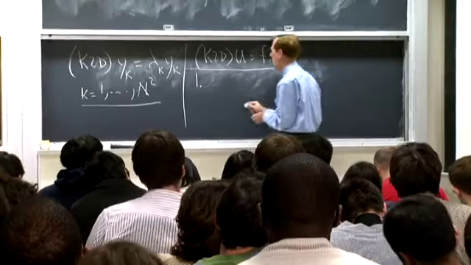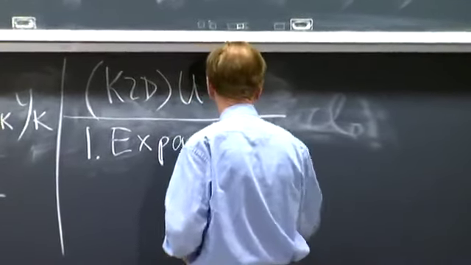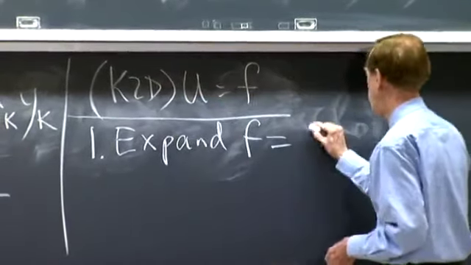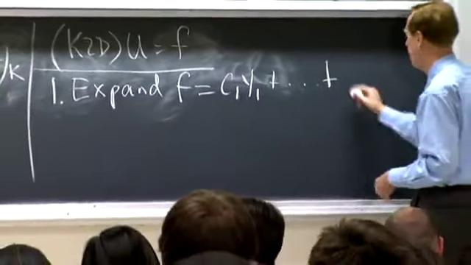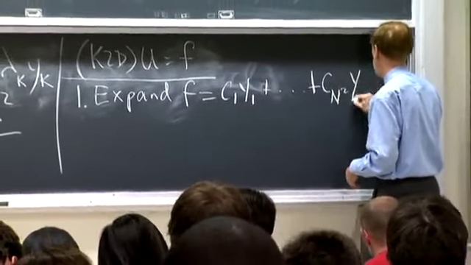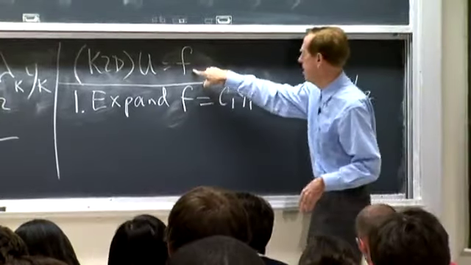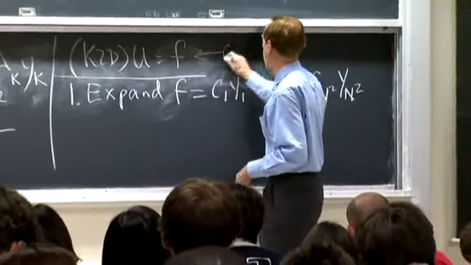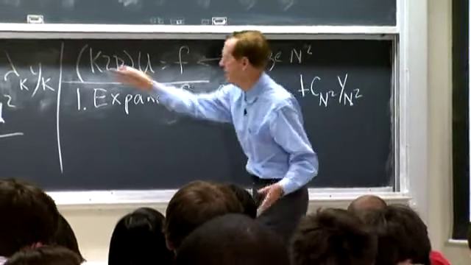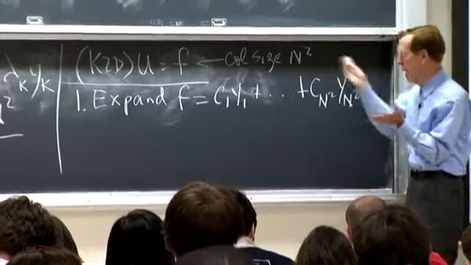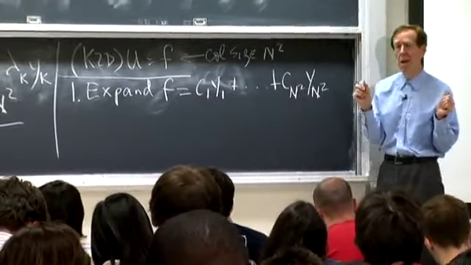Three steps. Step one: expand f as a combination of the eigenvectors, c1 y1 up to however many we've got. We've got n squared of them. Gosh, we're loaded with eigenvectors. You remember, this is a column of size n squared. Our problem has size n squared, so it's big, 1,000,000. So I'm going to expand f in terms of the 1,000,000 eigenvectors.